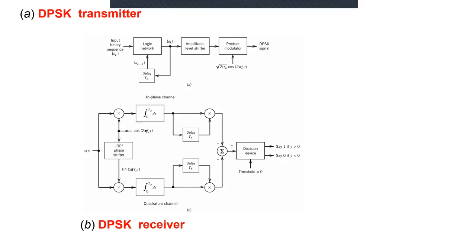The carrier: one is cosine, another will be sine. That sine I will get by passing the cosine signal through a minus 90 degree phase shifter, which is nothing but the Hilbert transformer. Then the outputs of these two will be summed up, and I'm calling that variable y.